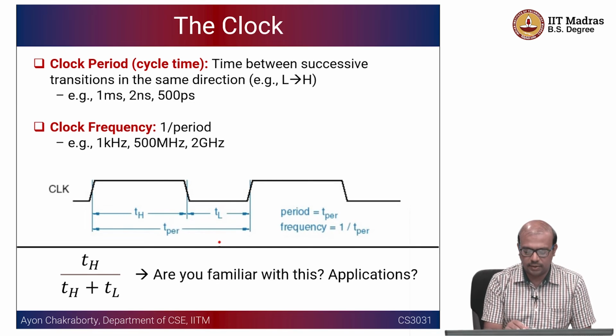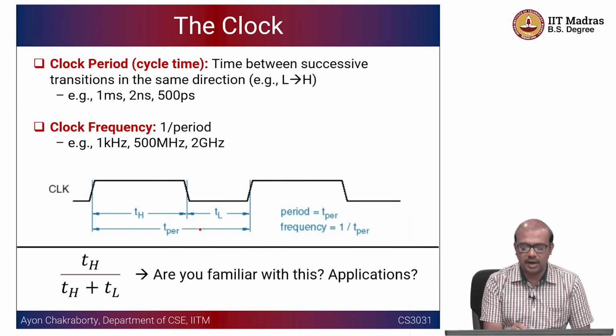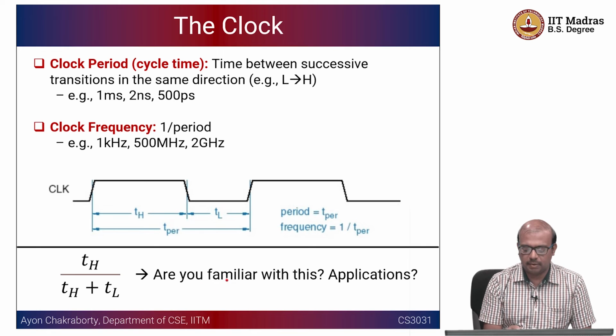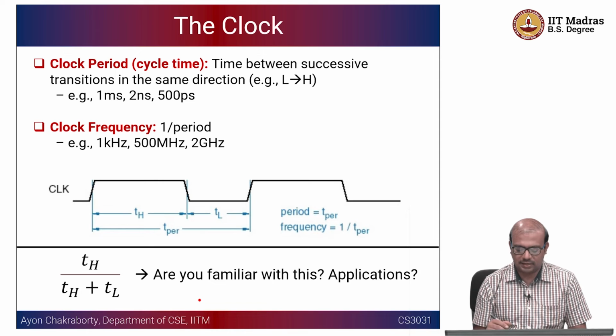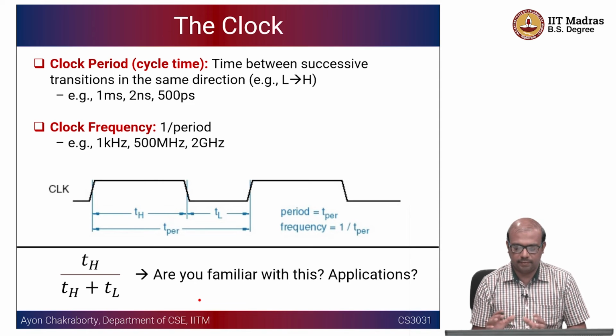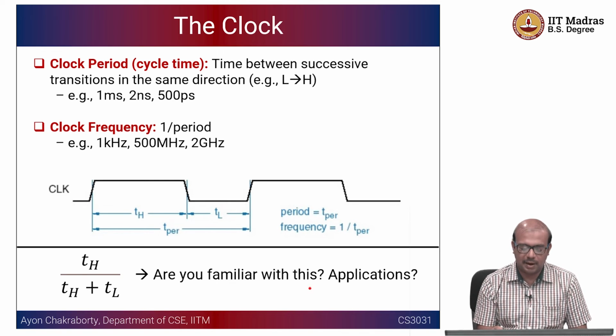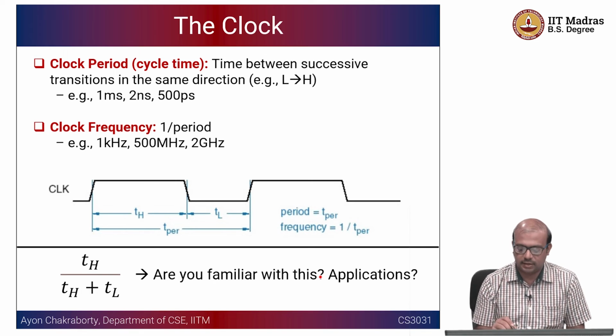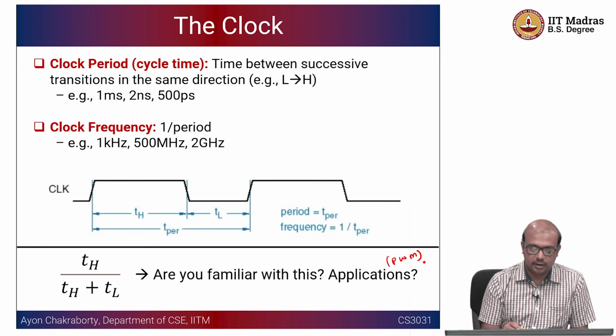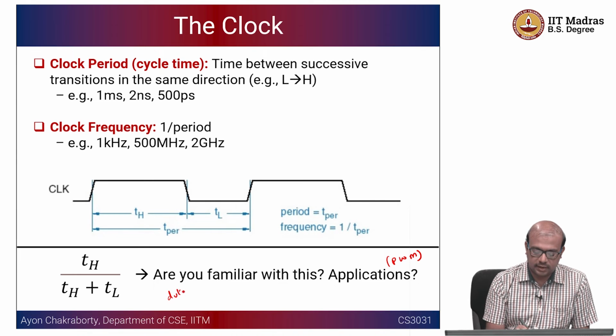Just now I told you about the ratio of this TL and TH. There are some applications. If you are really interested, you can ask us later, but this is not a very important discussion in this particular context right now. There are multiple applications where this high time ratio can be changed. You can look up things like pulse width modulation, PWM, and so on if you are interested. Typically this is called duty cycle.